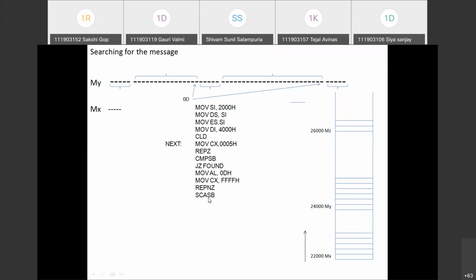So, after scan string byte, as soon as you got the 0D, then what you are supposed to do? You skip everything. So again, you like to start from here. So after scan string byte 0D, DI is pointing this. But SI should be loaded with starting address, because SI was incremented while first comparison. So whatever updated was here needs to be taken back here. So after scan string byte, move SI, 000 and jump next. Where should be next?